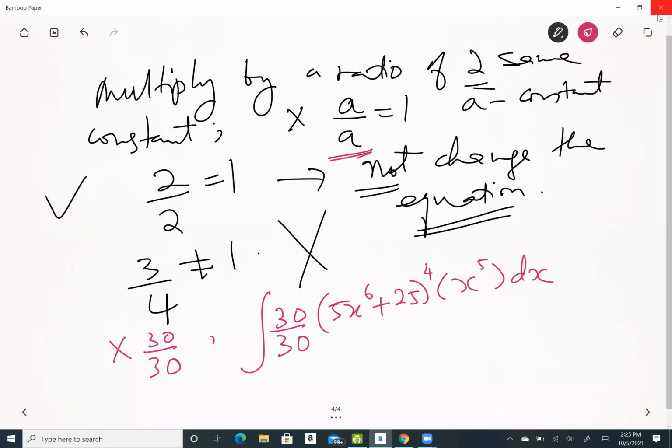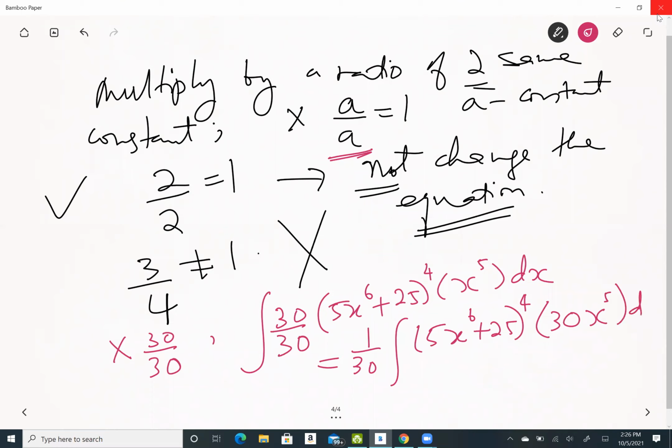Okay, so you multiply by 30 over 30, doesn't change a thing. So now what you do, you rearrange the terms. The 30 on the numerator, you bring it to the u prime. And then the denominator 1 over 30, just a constant, you take out of the integral. So I have now 5x to the power of 6 plus 25 x to the power of 4 and then multiply by 30 x to the power of 5 dx.